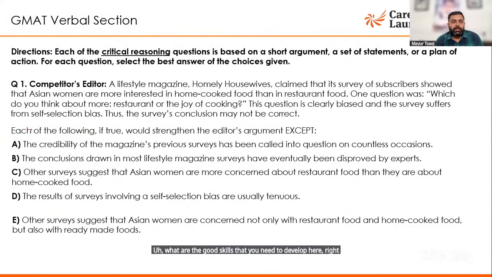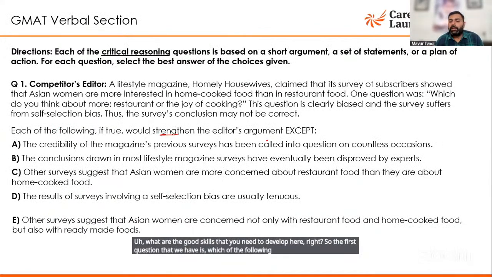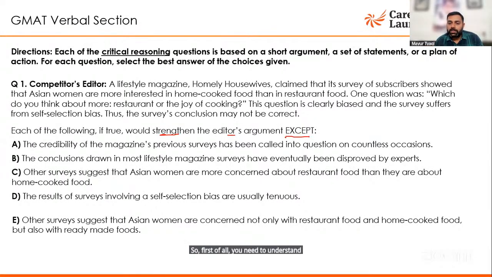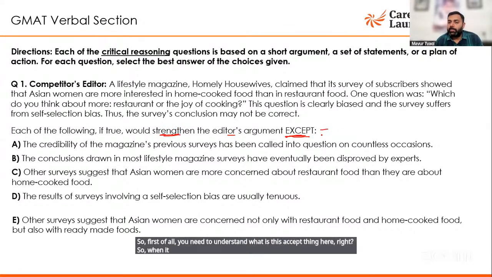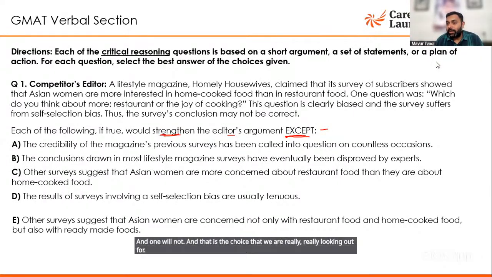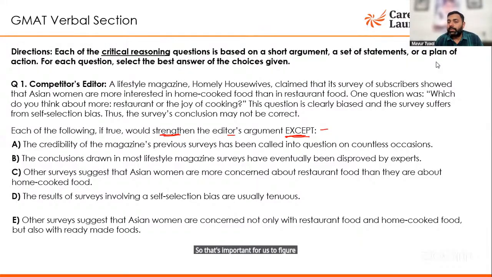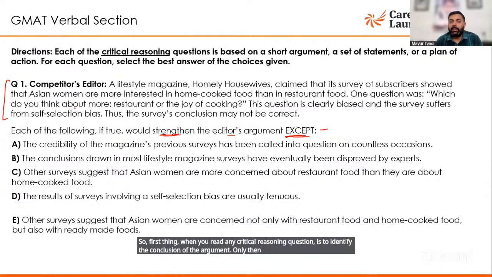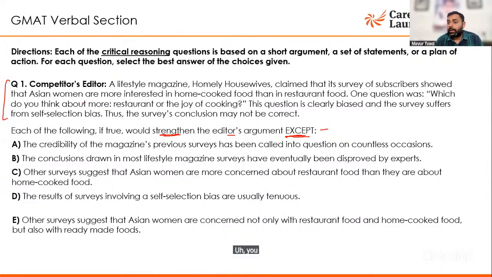So the first question that we have is, which of the following would strengthen the editor's argument except? So first of all, you need to understand what this except thing is here, right? When it says strengthen except, it means four choices will strengthen and one will not. And that is the choice that we are really looking out for. So that's important for us to figure out. Otherwise, we'll struggle here. So first thing, when you read any critical reasoning question, is to identify the conclusion of the argument. Only then can we simply go ahead and solve that in the time frame.